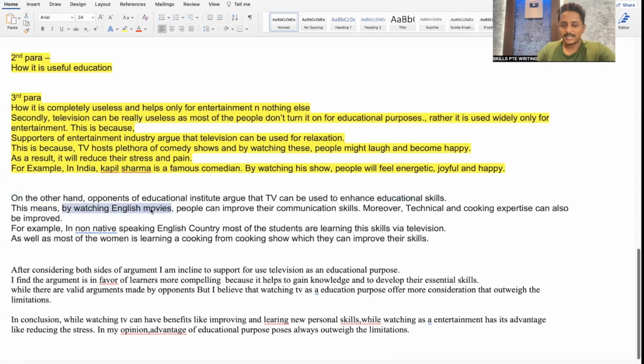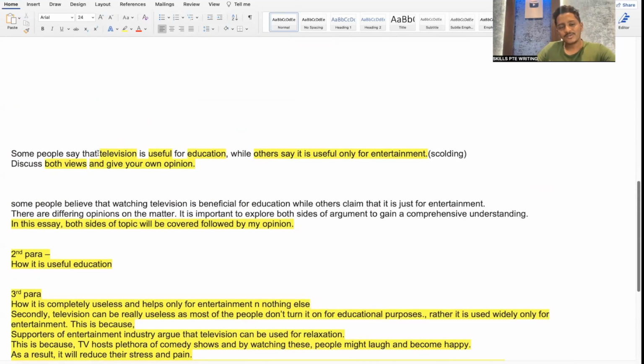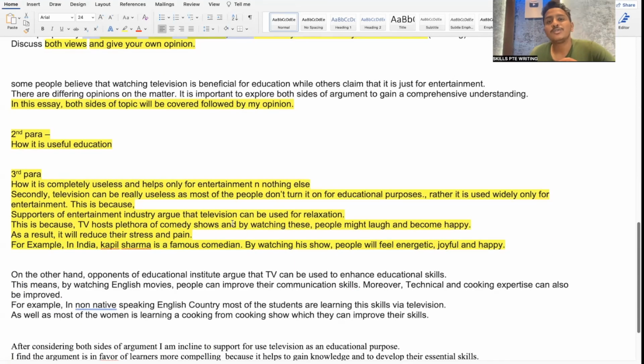This means by watching English movies, people can improve their communication skills. Probably the question is not about English movies. Television is useful for education. Through TV visuals, you can teach a lot of things. TV visuals or the news channels or some of the TV shows which talk about, let's say, biology, which talk about nuclear reactors. They're not talking about, see, for Indians, for us, learning English is a big thing.